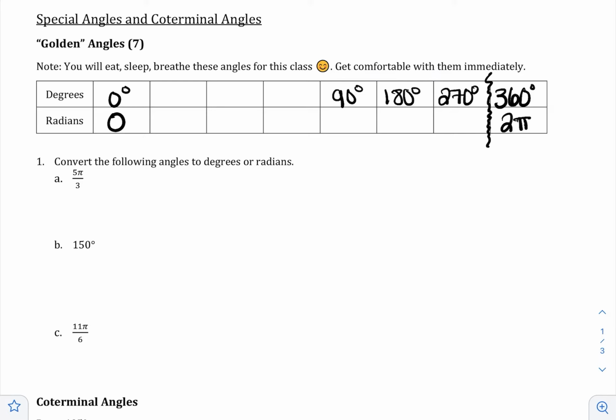Now, the other 3 golden angles we're going to work with are going to be angles in quadrant 1, and those are going to be 30, 45, and 60. So the way that you easily convert these to radians is to look how it compares to 360. So for example, 180 degrees is half of 360. So that means that this is going to be half of 2 pi, which will give you pi.